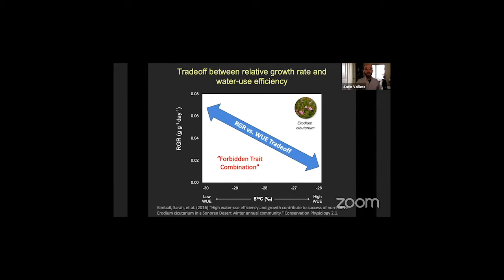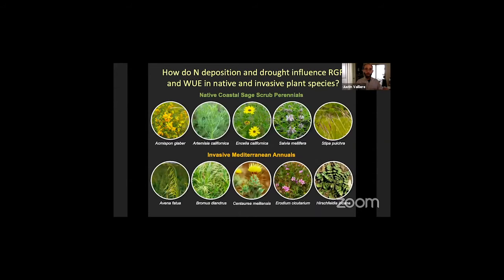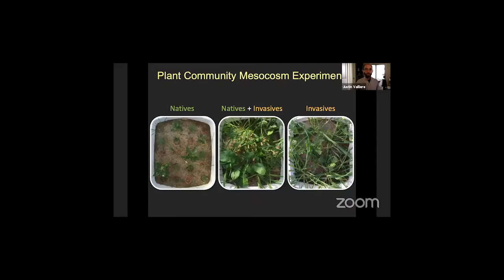And then Sarah Kimball did some previous work that suggested that maybe some invasive species are able to escape this trade-off. So we were interested in looking at that under nitrogen deposition and drought. So we looked at this in native coastal sage scrub species and then invasive annuals. Because of the drought, we ended up doing this in a glasshouse experiment where we grew little community mesocosms and then controlled water inputs and nitrogen inputs.